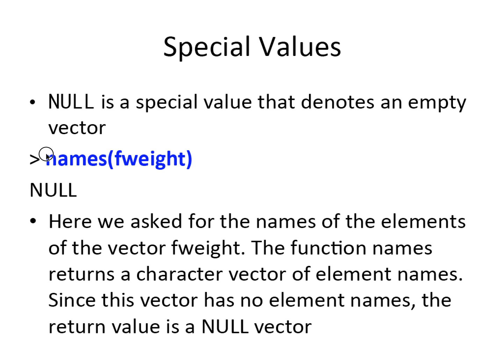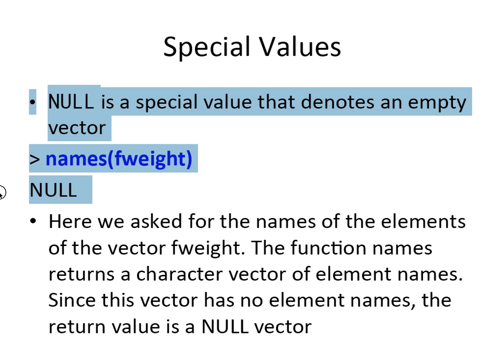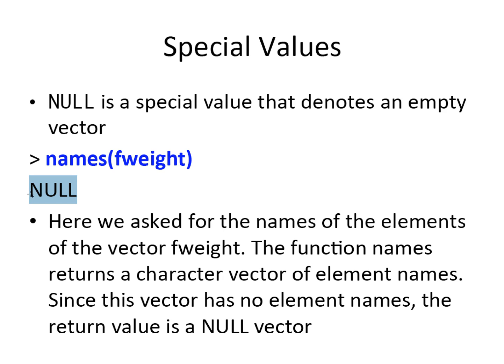So here we say, are there any names associated with the values in family weight? And it says that's an empty set. It doesn't say the class of names doesn't exist. So the function names returns a character vector of the element names. Here there's no names, so we get that NULL response from R.